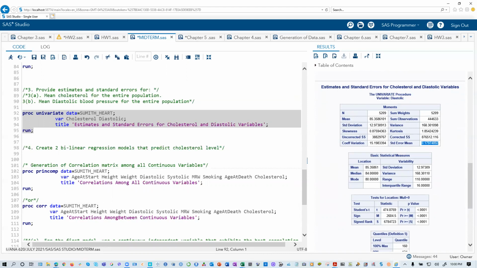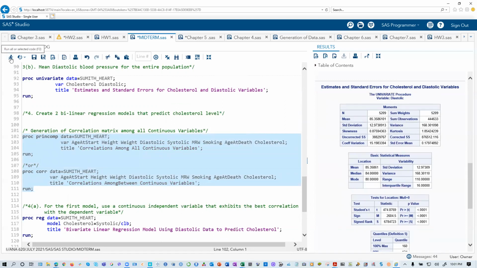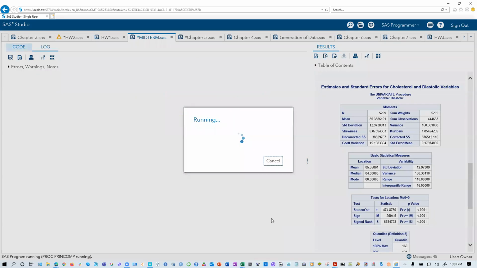And number four says to use a continuous independent variable that exhibits the best correlation with the dependent variable. For the bivariate regression model that predicts cholesterol level, cholesterol has to be regressed with the variable that shows the highest correlation with it. In order to do this, I was checking the correlations. Either you run PRINCOMP or CORR. Let's run this one. I gave all the variables I take into account. Not the variables mentioned for the scatter plot, but for the correlation matrix, we're going to utilize all of them.